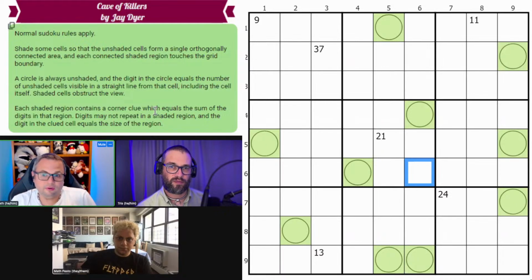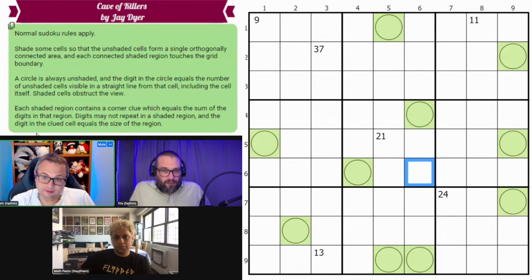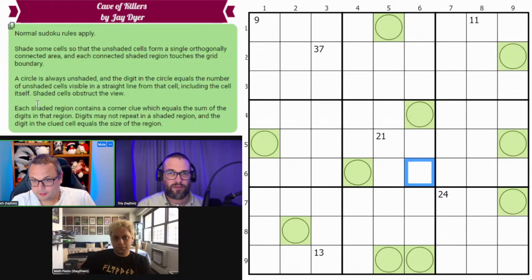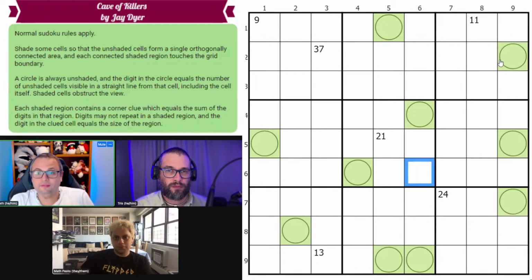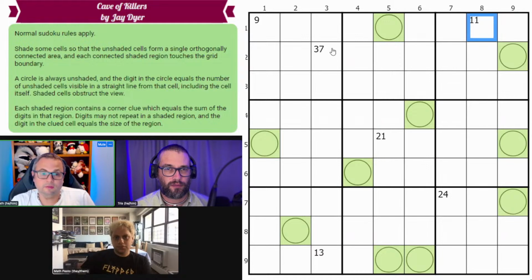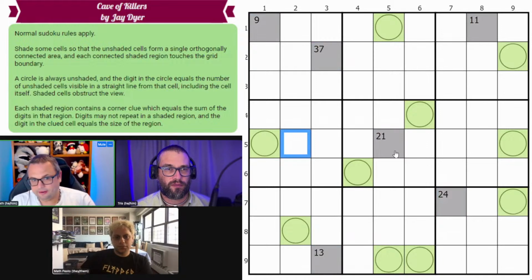The digit in the circle equals the number of unshaded cells visible in a straight line from that cell, including the cell itself. Shaded cells obstruct view. Each shaded region contains a corner clue, which equals the sum of the digits in the region. Digits may not repeat within the shaded region, and the digit in the clued cell is always the size of the region. So we can make all of those be shaded.